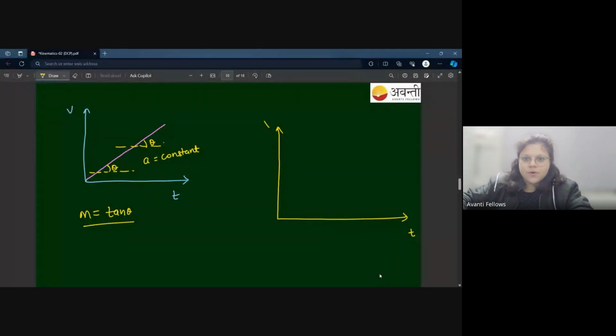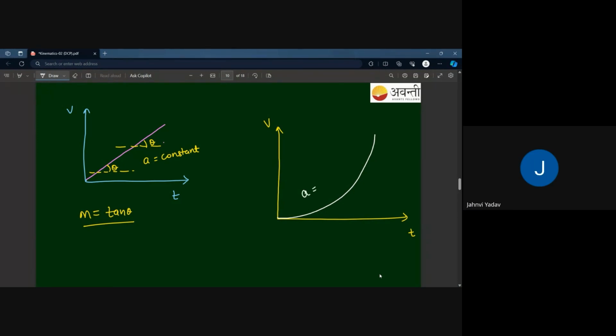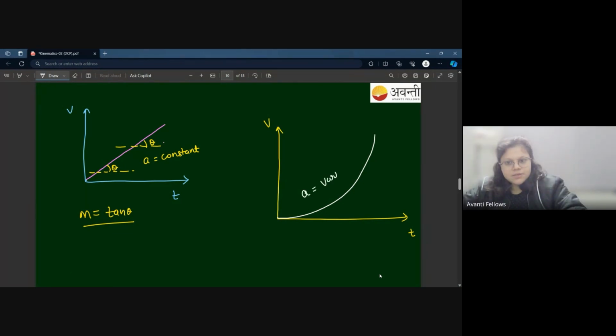Let's come here, velocity time. And you have a curve over here. Let's say this. Now, can you comment on acceleration basically? Is it constant or variable or what? Non-uniform acceleration. No, it's variable acceleration, since theta with the positive axis is changing with time. So you will get a variable slope. Is that okay? Yes, ma'am.